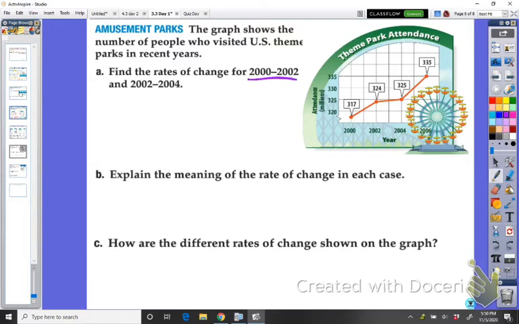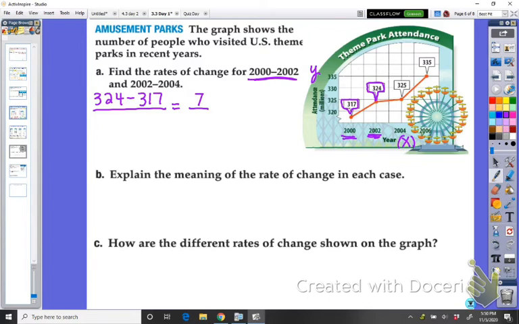So for 2000 to 2002, that means for the year 2000, there were 317 million people. And in 2002, there were 324 million people. So I'm going to use those two ordered pairs, so to speak. I want the change in the y values. So the attendance is the y, the year is the x. So I want the change from 324 to 317, and that difference is 7.